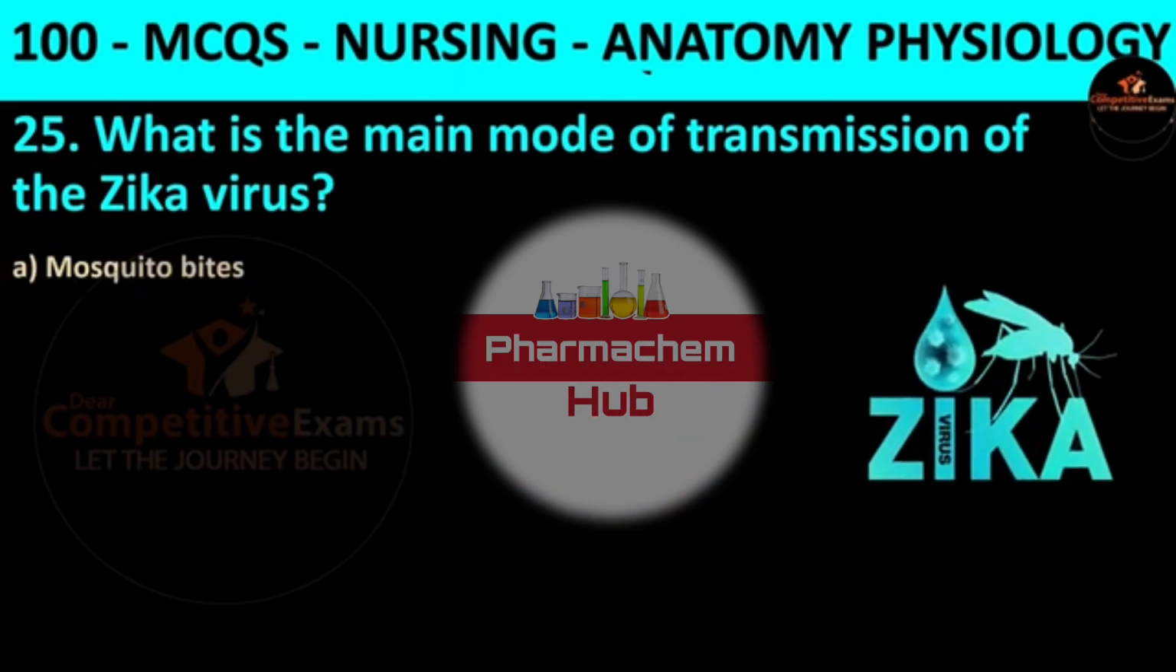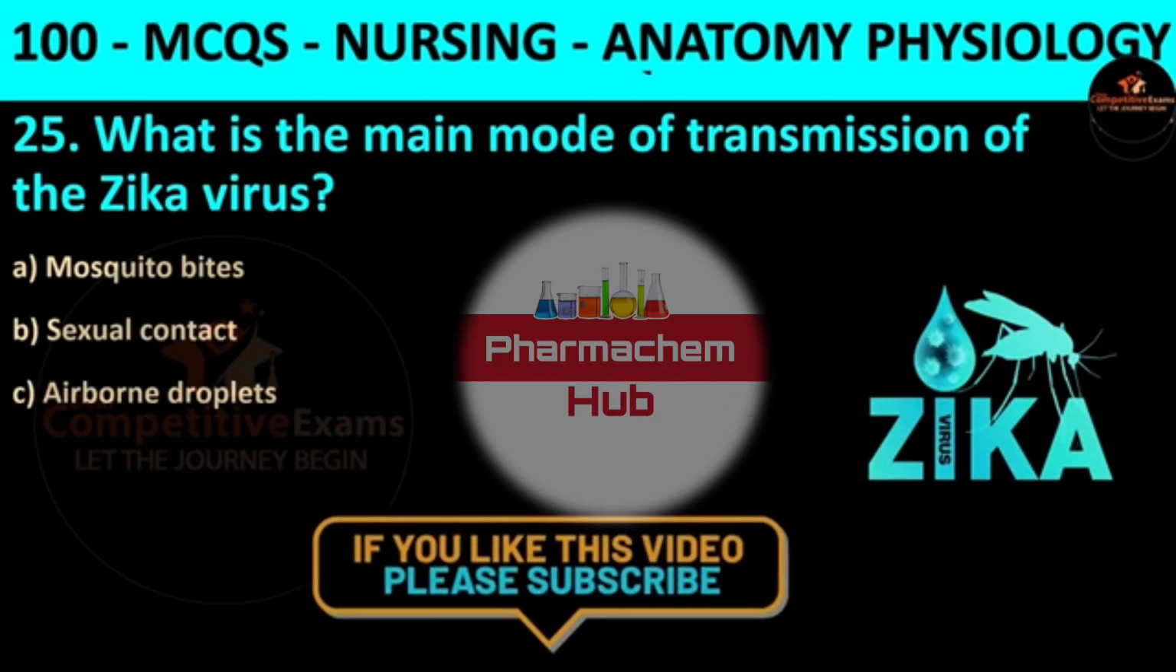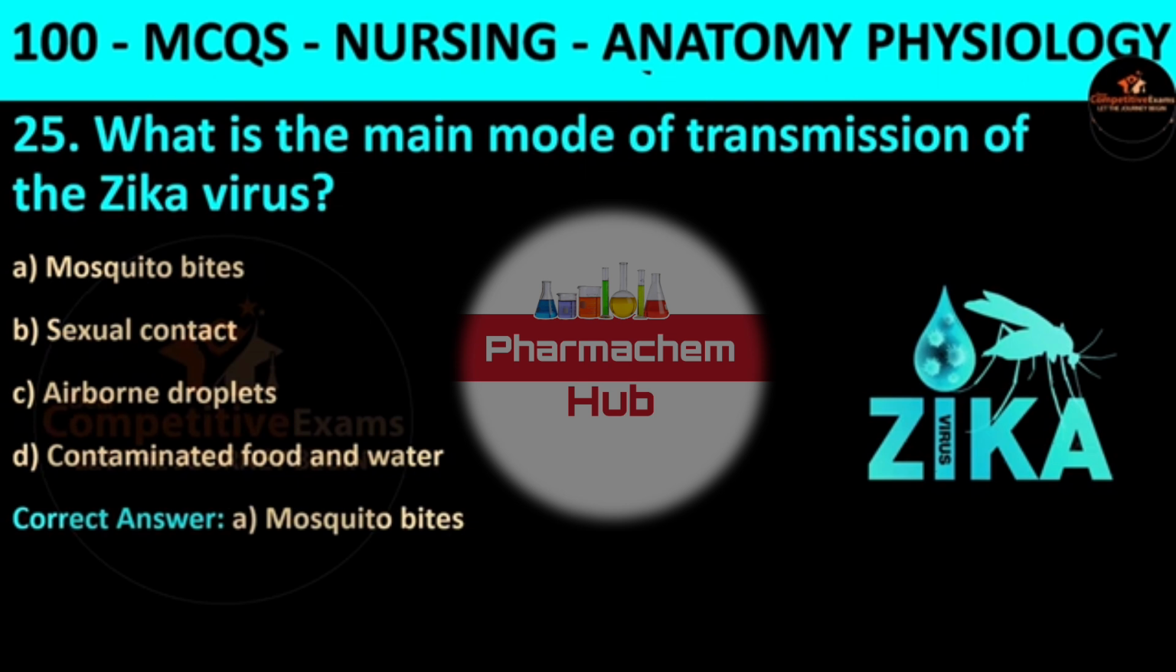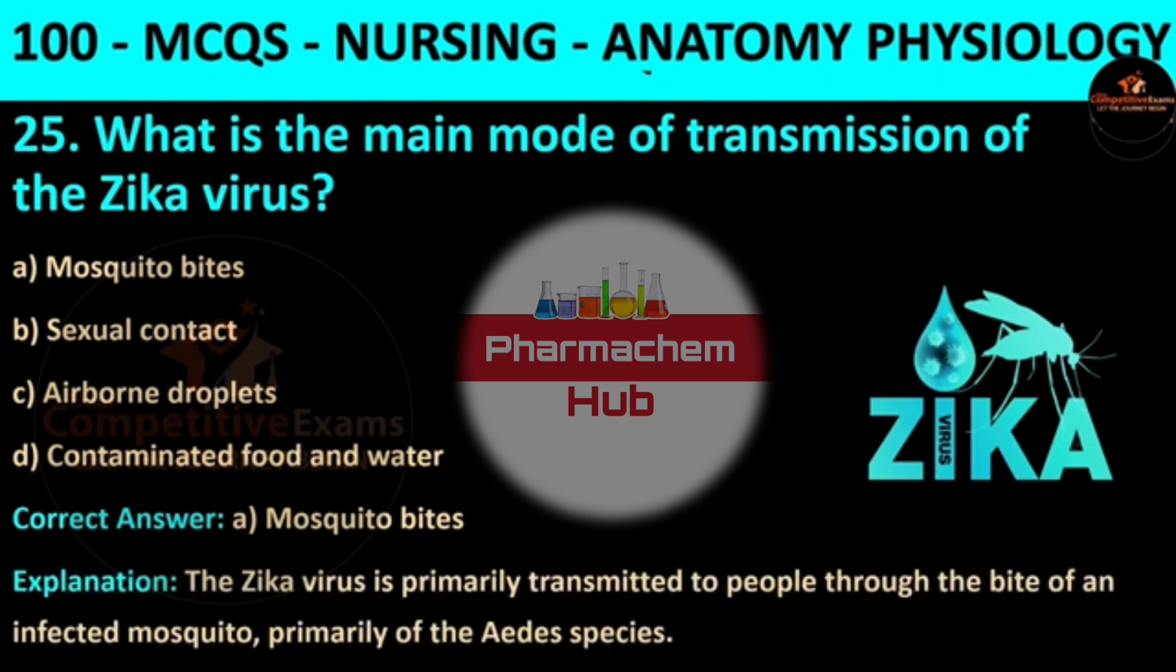The options are mosquito bites, sexual contact, airborne droplets, or contaminated food and water. The correct answer is A, that is mosquito bites. The Zika virus is primarily transmitted to people through the bite of an infected mosquito, primarily of the Aedes species.